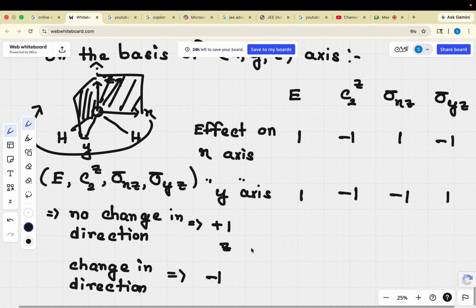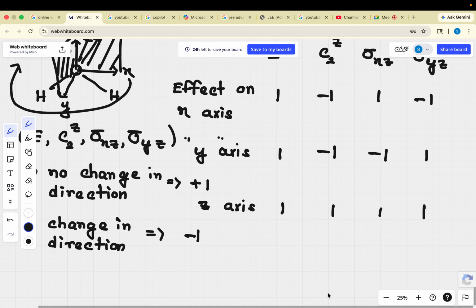Now the last one will be your z-axis, so E will be 1. Now C2Z, if you rotate along the z-axis, the z-axis will not change its position, so it will be 1. Sigma xz, if you keep this sigma xz plane, again the z-axis will not change its position. If you take this sigma yz plane, that time also it is not changing its position. So basically you are getting all the things like this.